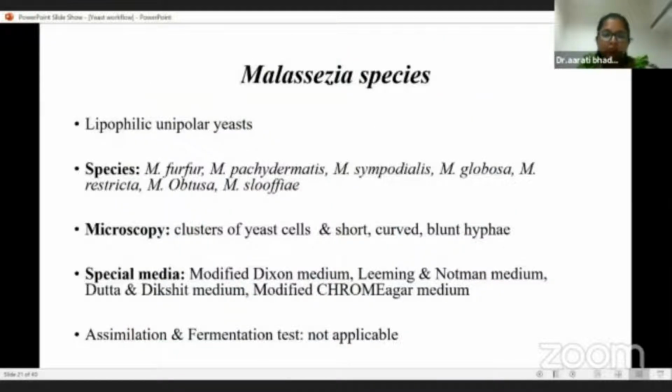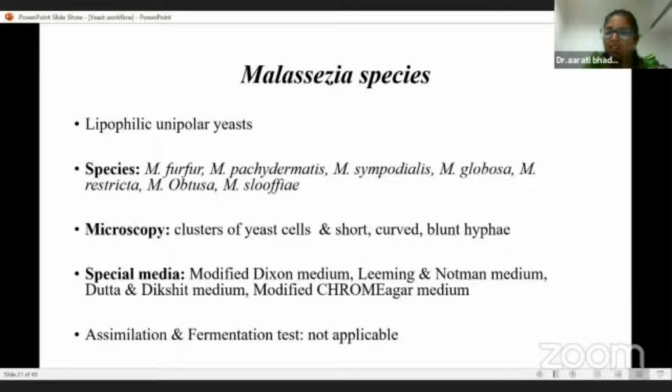So now we will move on to the next species, Malassezia species. This is a lipophilic unipolar yeast. The different species are Malassezia pachydermatis, Malassezia sympodialis, Malassezia globosa, restricta, obtusa, and slooffiae. On microscopy, clusters of yeast cells will be there, and short, curved, blunt hyphae can be there.